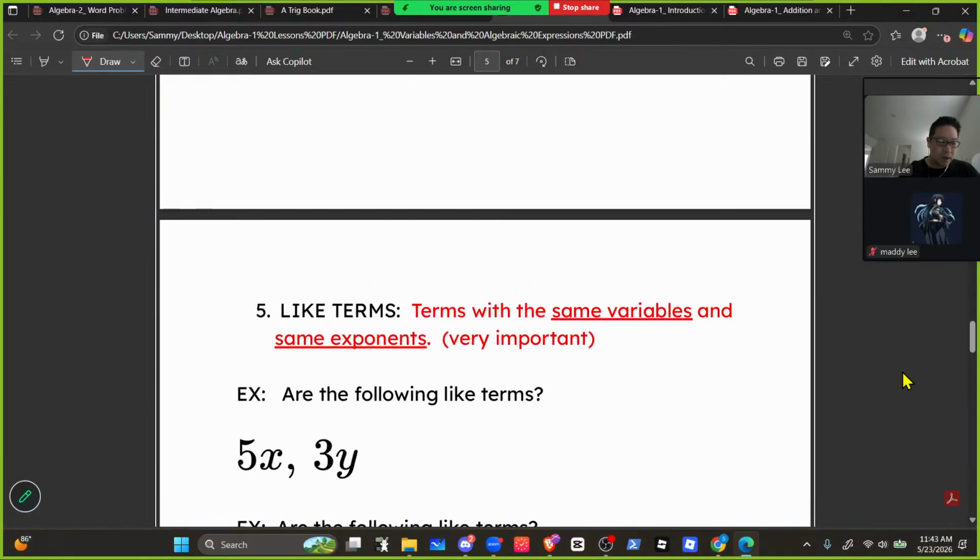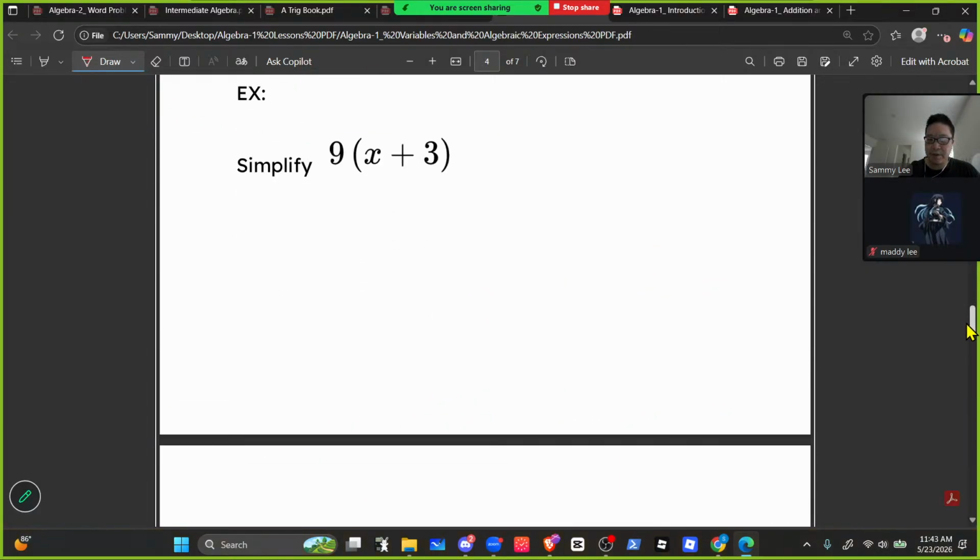Okay, in other instances, you're going to be asked to simplify algebraic expressions. So in this one, you could use what's called a distributive property, which is where you multiply what's in front of a parentheses expression by whatever is inside it. So we would end up with 9x plus 27. Okay.